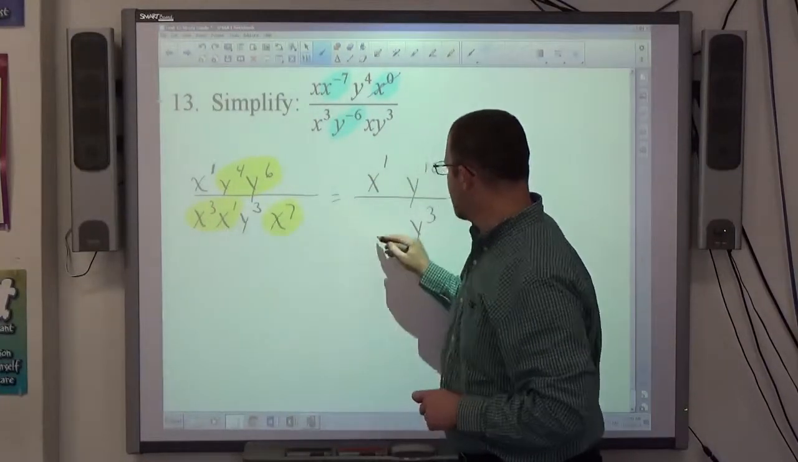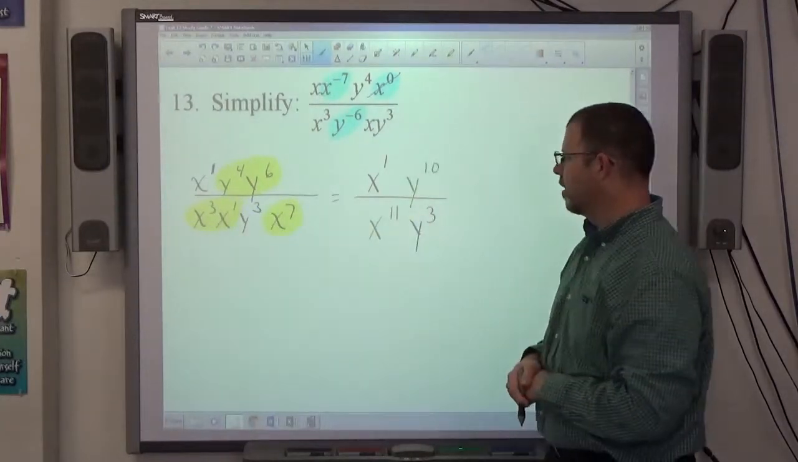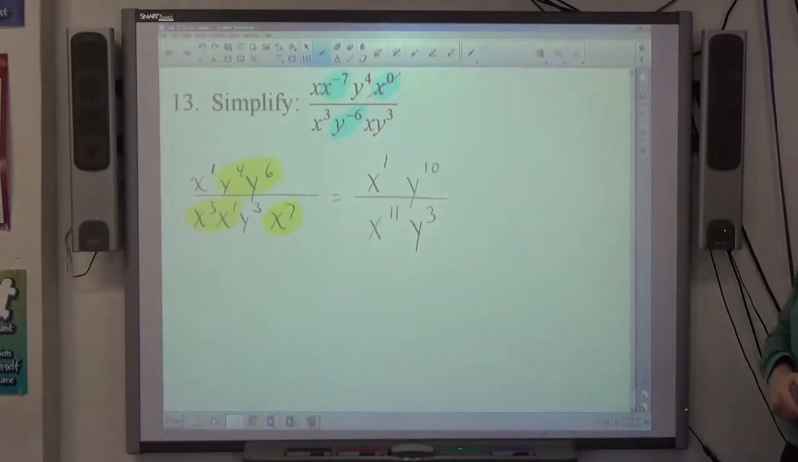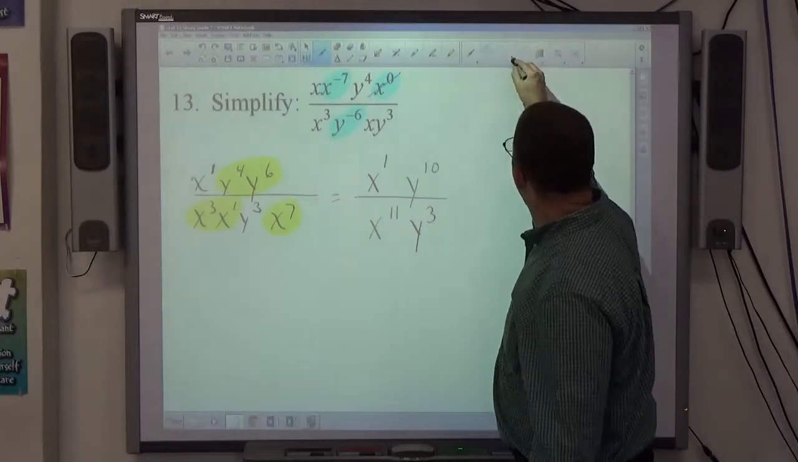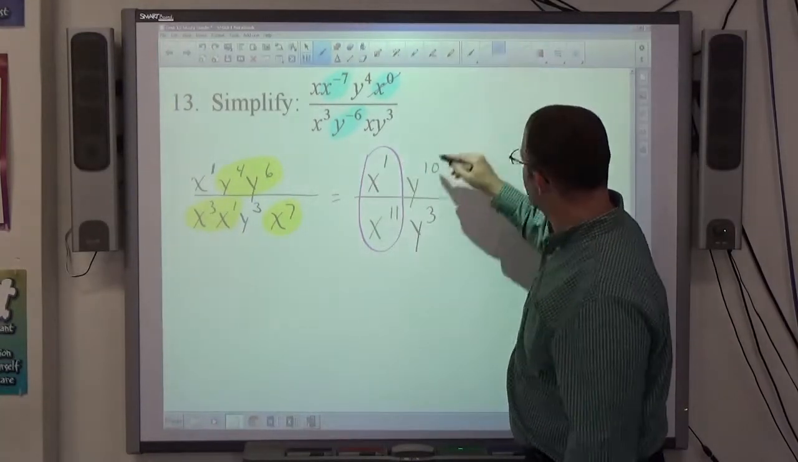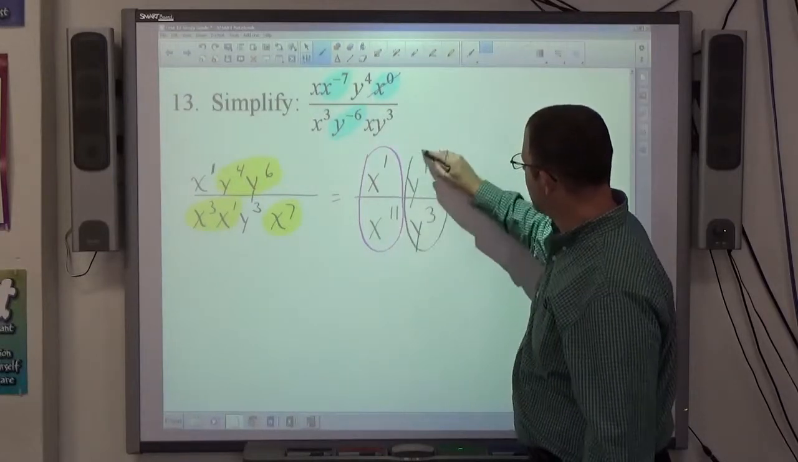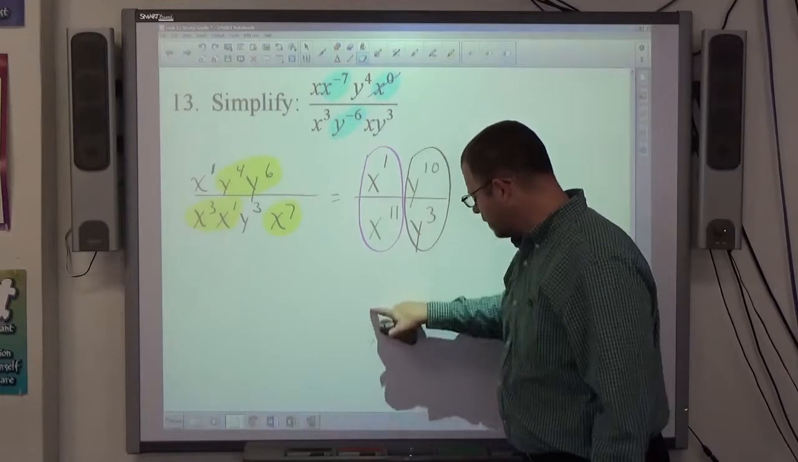For the x's on the bottom, I do the same thing, add the powers. 3 plus 1 is 4, plus 7 is 11. Okay. I'm not worried about anything except for what I have highlighted when I do that step. The final step is division, and if I have the same letter occurring on top and bottom, I've got to deal with that. So those are the same, and those are the same. So I'm going to get x to some power and y to some power.